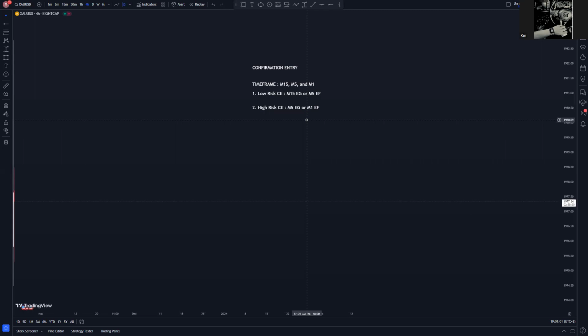If you're going to ask me what confirmation entry I am currently using, it depends. It depends on the market itself. Sometimes I use M1 EF, sometimes I use M15 ED, sometimes I use M5 EF, and sometimes I use M5 ED.